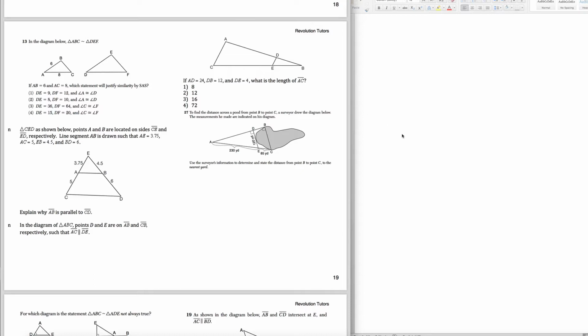Okay, this one here, is this the tricky one? No, it's a good one. So this is basic. Next one, same deal. Let's look at this 27 with the lake.